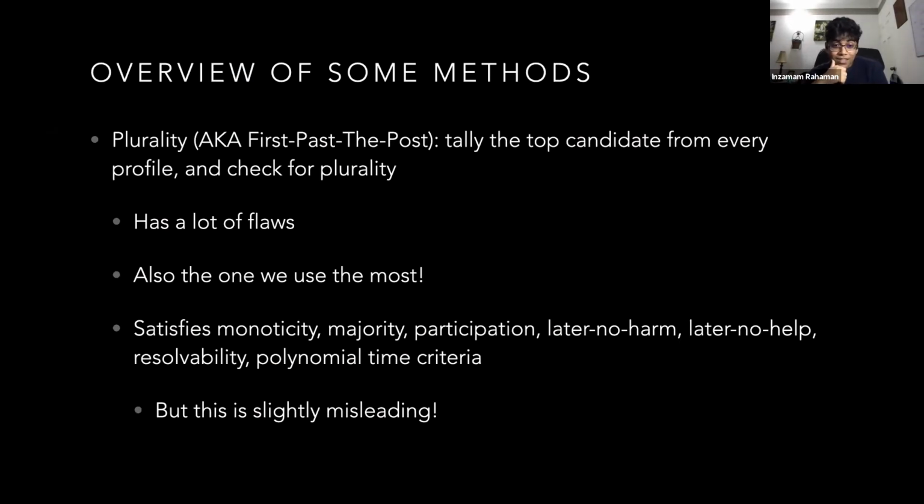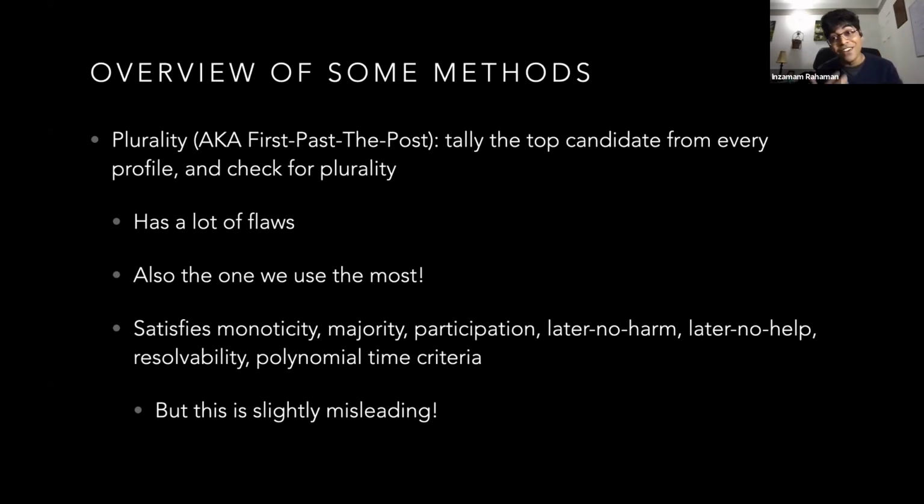It satisfies a couple of criteria, but this is actually slightly misleading, in practice in particular, because in plurality voting, our ballots only allow us to X one name. So you kind of get rid of later-no-harm and later-no-help by just getting rid of your ability to have nuanced preferences. That's like saying that you're afraid of stubbing your toe, so you cut your whole foot off, right? So it's not that great a system.